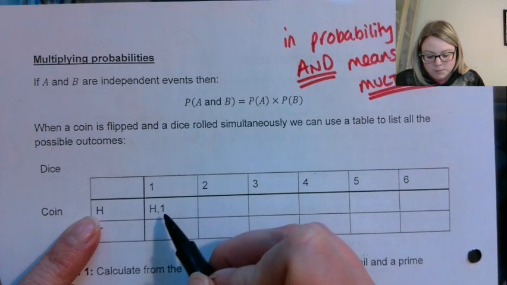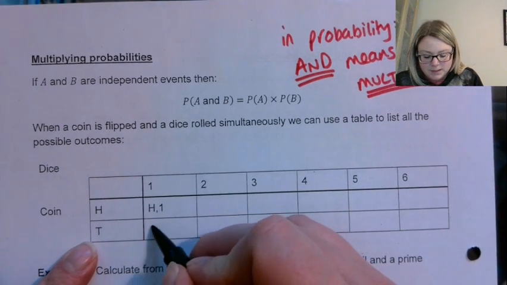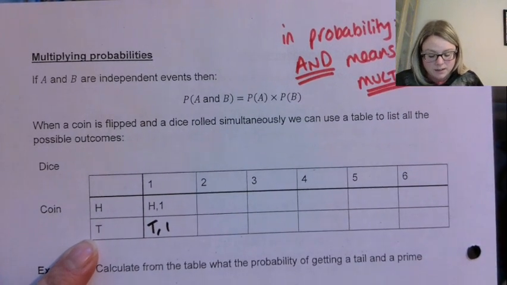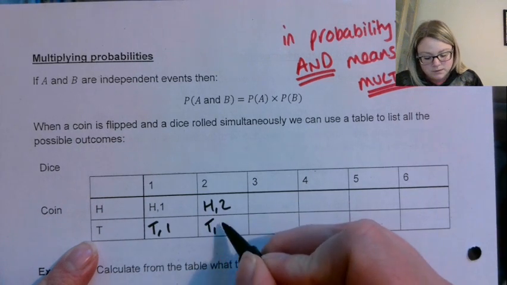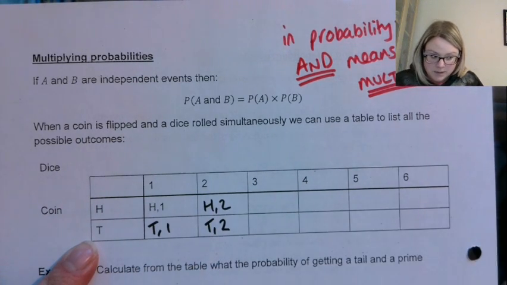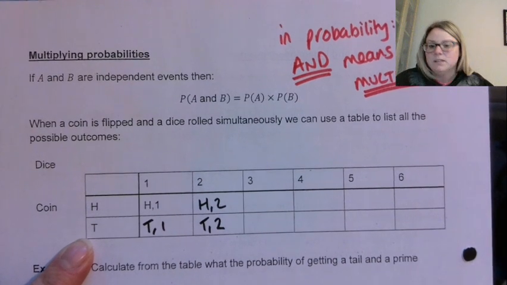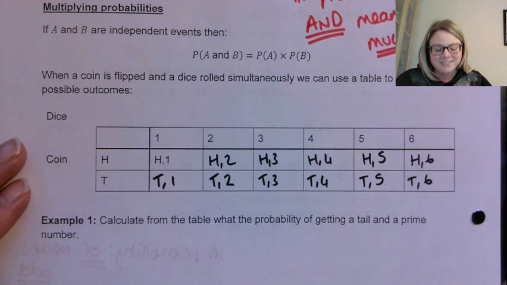So one of the possible outcomes is that we get a head and a 1. One of them is that we get tail and 1. And then you just have to fill in the rest like that. So head and 2, tails and 2, etc. So you can fill in the rest of that. Pause me here, fill it in, and then we'll meet back in a second. Okay, have that done? Right.